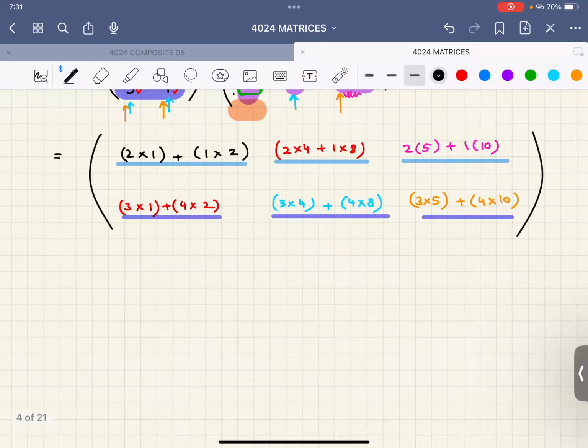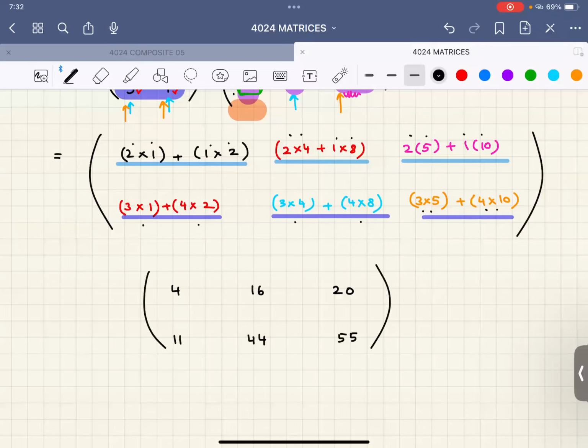Now I'll simplify. 2 into 1 is 2. 1 into 2 is 2. 2 plus 2 is 4. 2, 4, 8. 1 into 8 is 8. So that is 16. 2 into 5 is 10. 1 into 10 is 10. So that is 20. 3 plus 8. That is 11. 12. And this is 32. So that is 44. And this is 40. This is 15. That is 55. That's how the answer looks like.